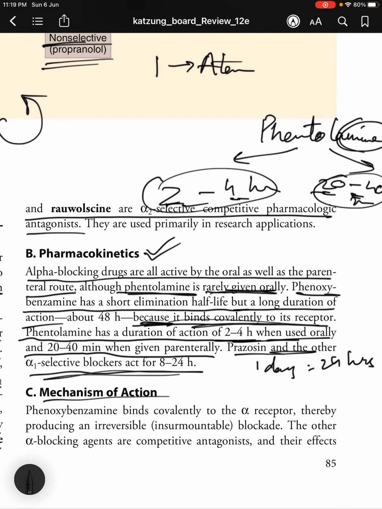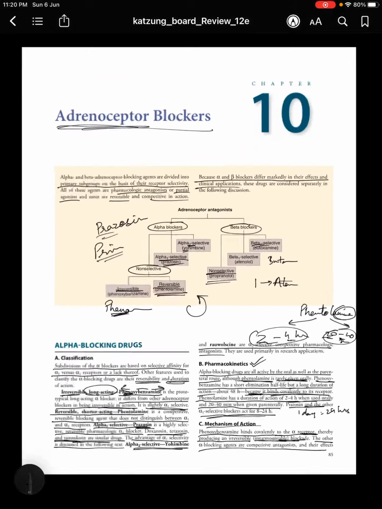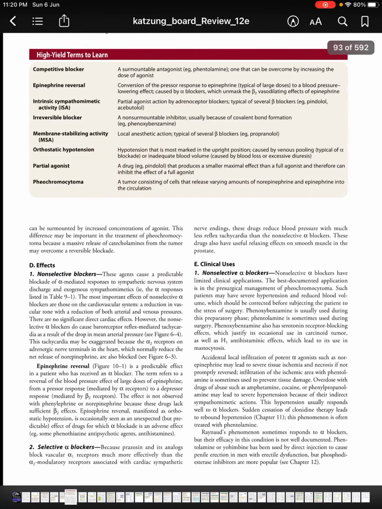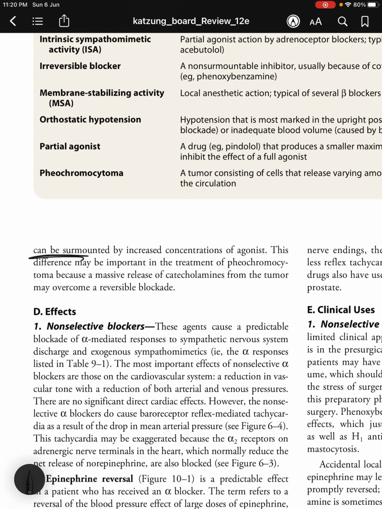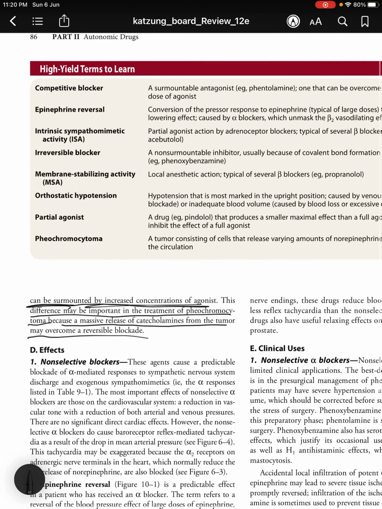Coming to the mechanism of action, phenoxybenzamine binds covalently because it is irreversible. It binds covalently to the alpha receptor, thereby producing an irreversible or insurmountable blockade. The other alpha blocking agents are competitive antagonists, and their effects can be surmounted or competitively overcome by increased concentrations of the agonist. This difference may be important in the treatment of pheochromocytoma, which is an adrenal medullary tumor, because a massive release of catecholamines from the tumor may overcome a reversible blockade.